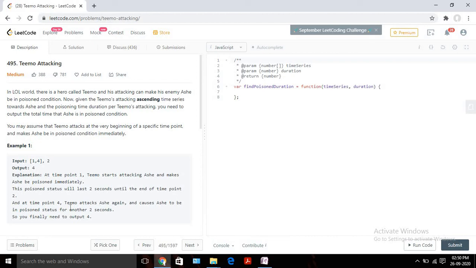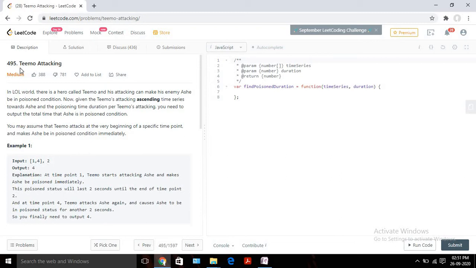Today we are going to solve LeetCode problem number 495, and the problem name is Teemo Attacking. I am going to solve this problem using JavaScript. If you want to see the Java solution, you can check out my other videos. Now let's continue with the JavaScript solution.